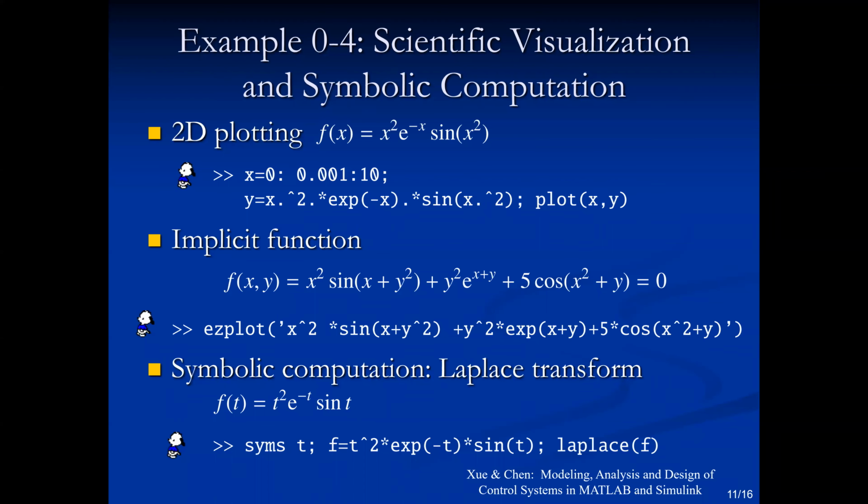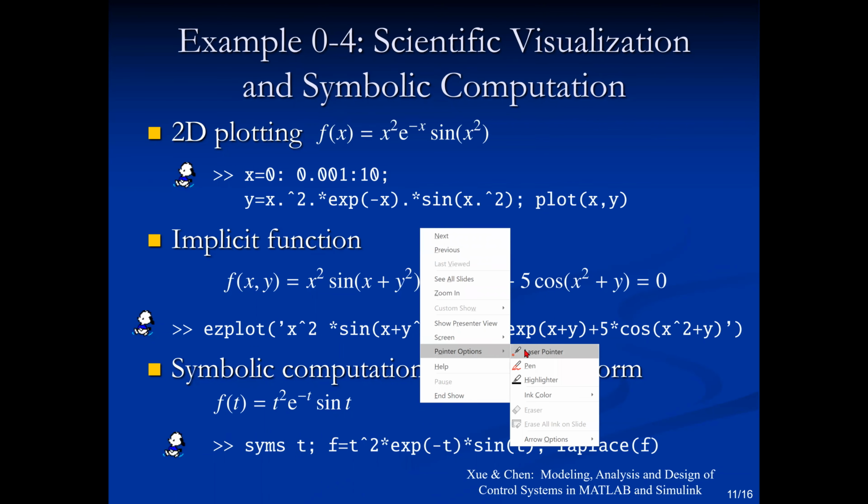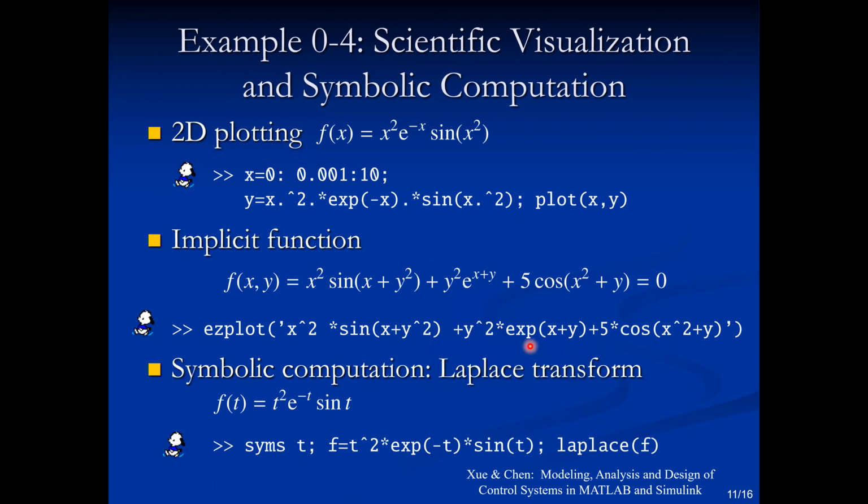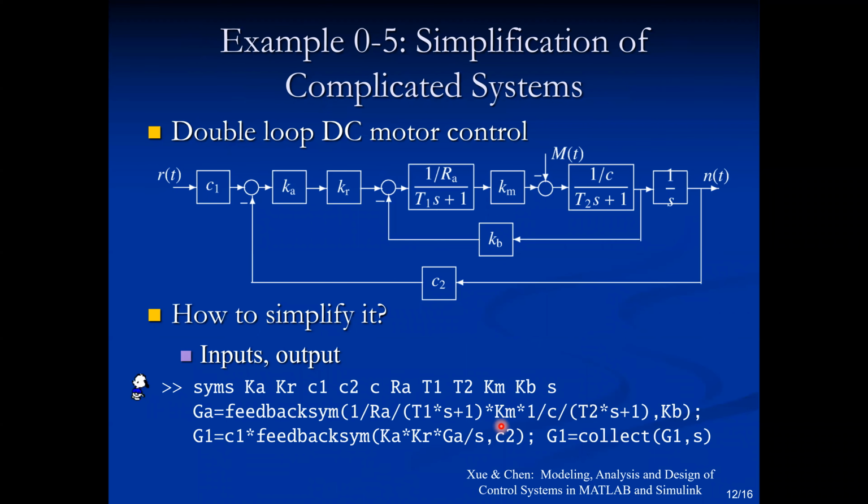You do a lot of symbolic computation as well. You can declare T is a symbol and do the symbolic computation. Then you can do the Laplace transform of it, or even many other things. So this is a block diagram of traditional DC motor control, and you can define all these as symbols, and you can come out with a symbolic feedback system.